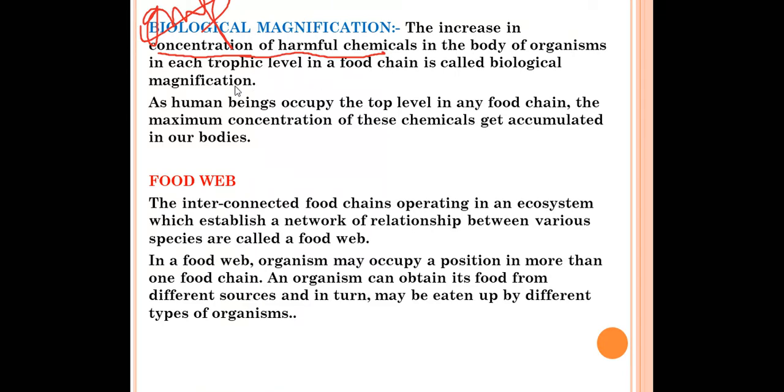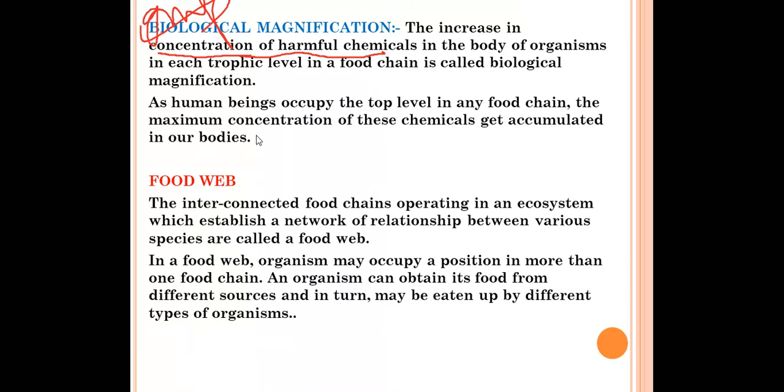So whenever you move from one trophic level to the other trophic level in a food chain, the amount of chemical will increase, and it will be highest in the organism at the top of the food chain. Suppose you take the example of grass, then grasshopper, then frog, then some other animals like goat, and then human beings. Human beings will be most affected, because the accumulation of chemicals will be the largest in them.